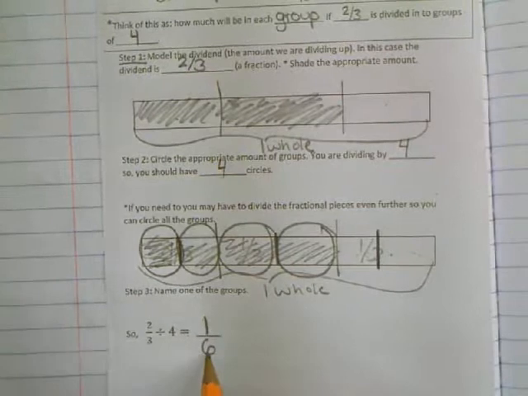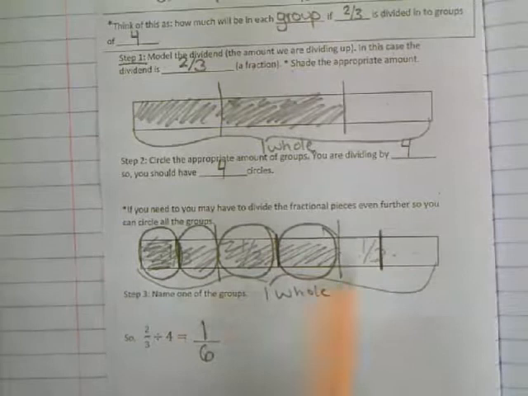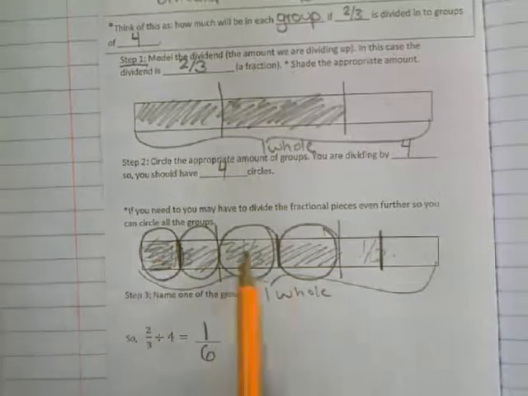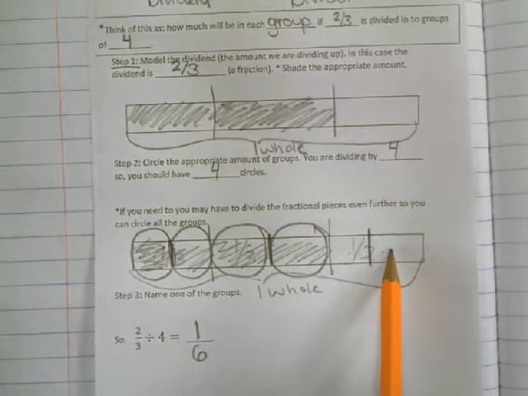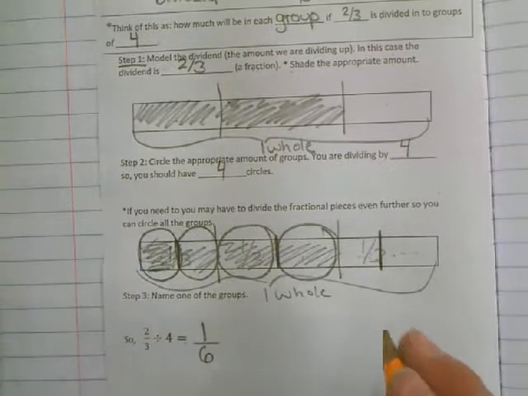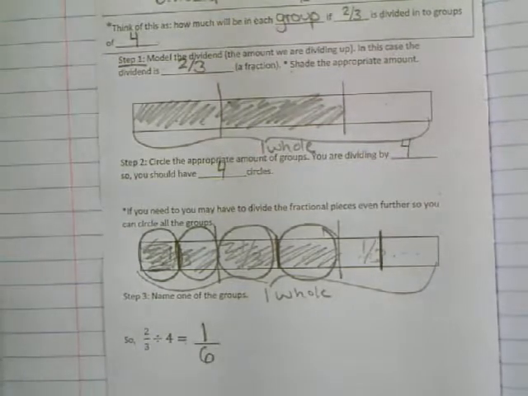Well, after we did some cutting on this, we noticed that we have 1, 2, 3, 4, 5, 6 parts now to make a whole instead of the 3 we had originally. So now it's 1/6. Does that make sense? Kind of see how that came about? Good. Questions? Yes, Alexis. Why would it be 1/6? Wouldn't it be 4/6?